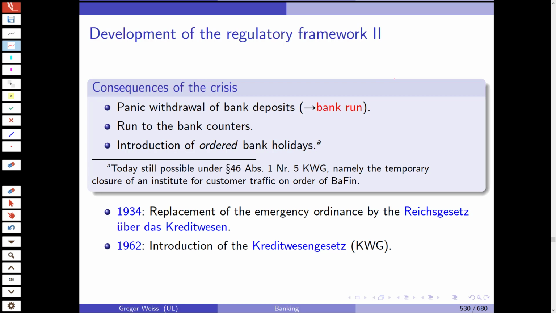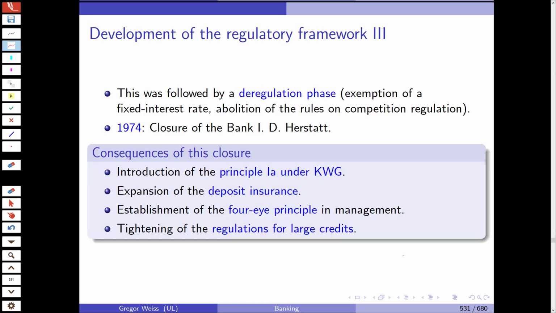Now, in 1934, this emergency ordinance from the Weimar Republic was replaced by the Reichsgesetz über das Kreditwesen by the Nazis. And then later on, only in 1962, this one was replaced by the German Banking Act that is still in place today, the Kreditwesengesetz, the KWG. Now, this was followed by a phase of deregulation. For example, we had an exemption of a fixed interest rate, certain regulations on competition of banks were abolished.